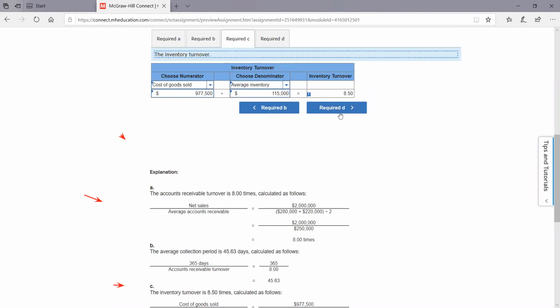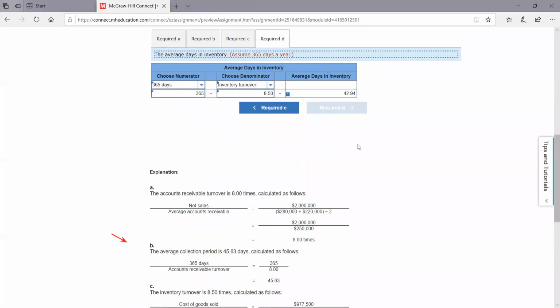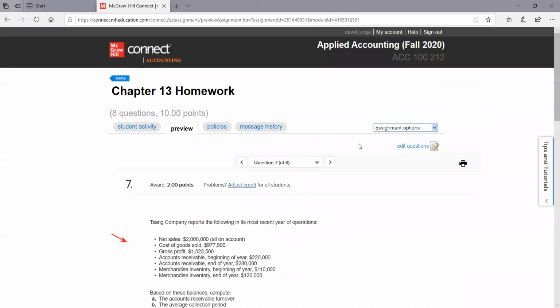Now we do the inventory turnover. So again, it's going to be cost of goods sold divided by your average inventory. And let me show you that again down below. And here it is. Cost of goods sold, average inventory. You divide those 2 to get your denominator. You get 8.5. And then the last one, how many times you turn over your inventory: you just take 365, divide by that 8.5, and you're going to get 42.94. That'll be the last one. All right, so that is problem 7.